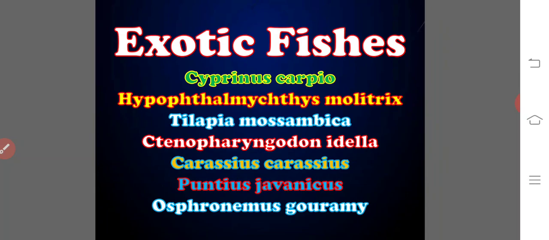And coming to the exotic fishes. Exotic fishes do not have their origin in India, but they are imported from some other country and successfully grown in Indian waters. Usually Cyprinus carpio, the common carp, Hypophthalmichthys molitrix, the silver carp, Tilapia mossambica, Ctenopharyngodon idella, the grass carp, Carassius carassius, Puntius javanicus, Osphronemus gouramy. So these are all the other varieties which have been imported from other countries since some 56 years back. So these are the exotic fishes.